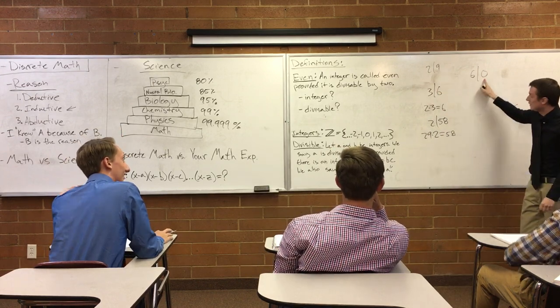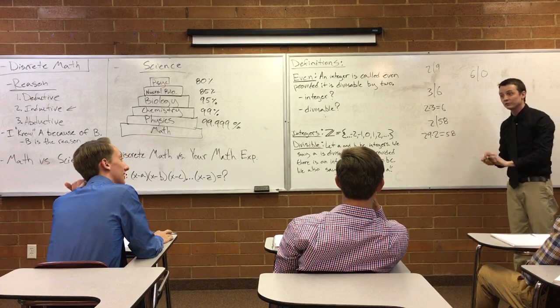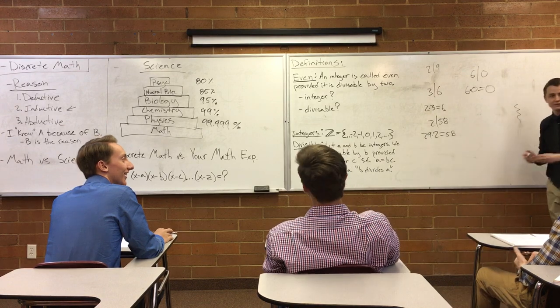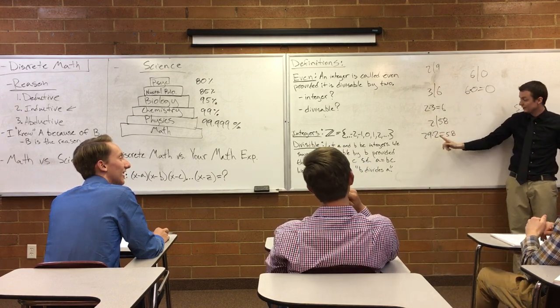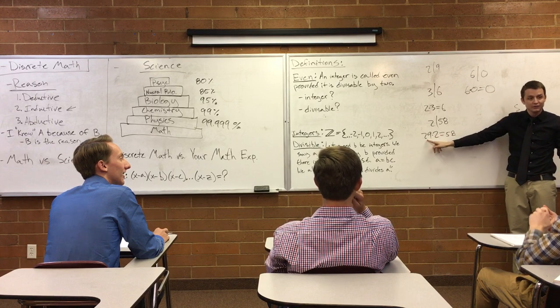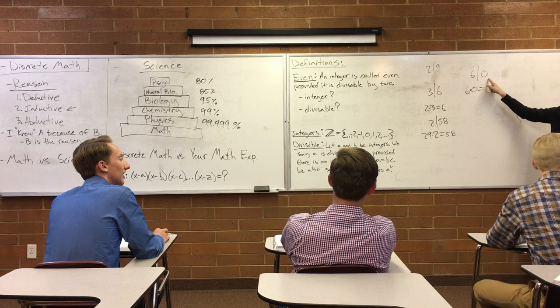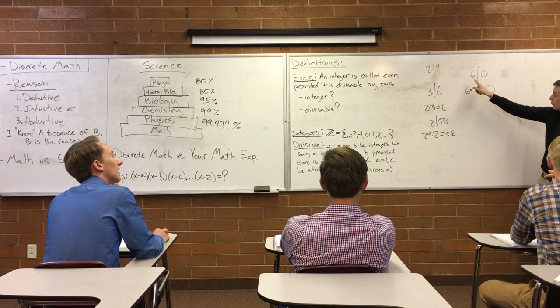If 6 divides 0, then what? 6 times what equals 0? 0! Oh, there is one! So 6 times 0 equals 0. Look at it. 2 divides 58 means that there's an integer, namely 29, such that 29 times 2 equals 58. 6 divides 0, or 0 is divisible by 6.